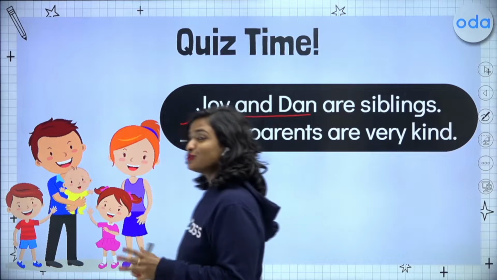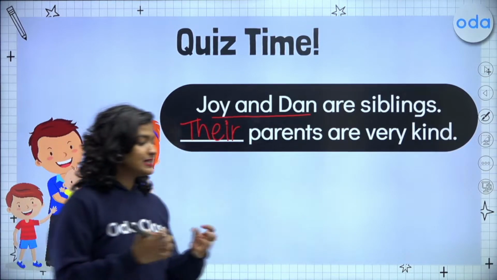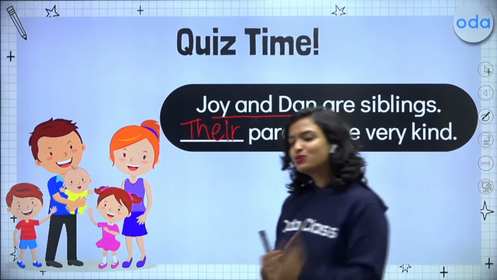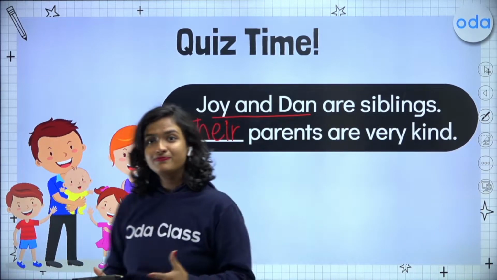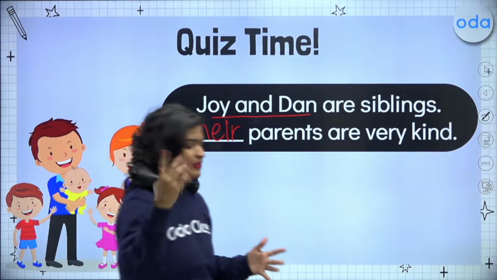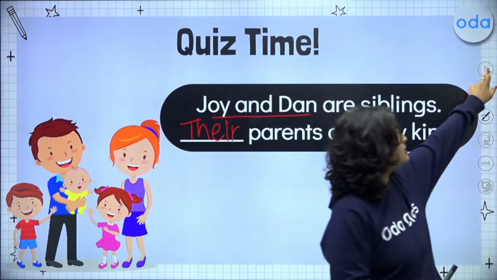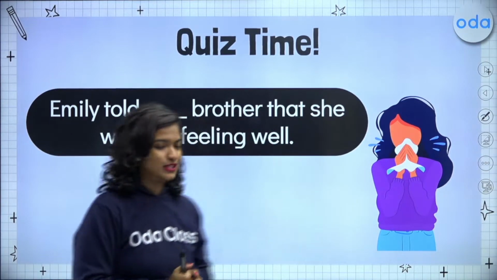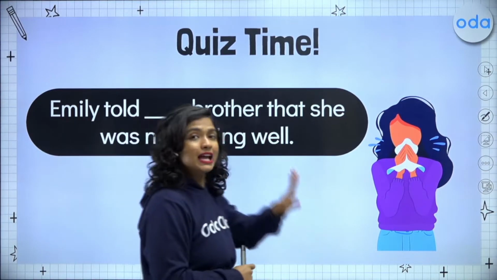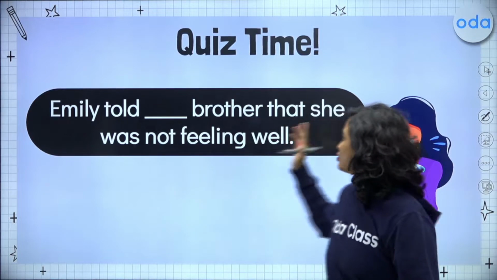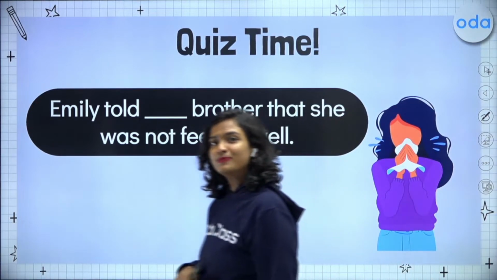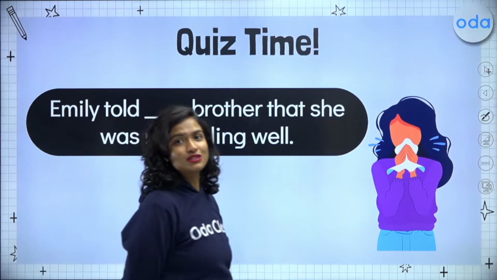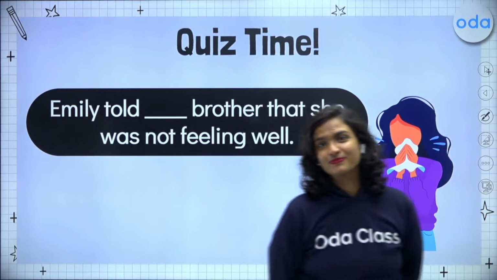Okay, so now students, we have done our second main type of determiner, right? We have covered articles as well as our possessives. Let's do one more quiz, students, and then let's move on to our third type of determiners. Tell me what is the answer here, students. Emily told blank brother that she was not feeling well. What do you think, students? Which possessive should I be using in this sentence?